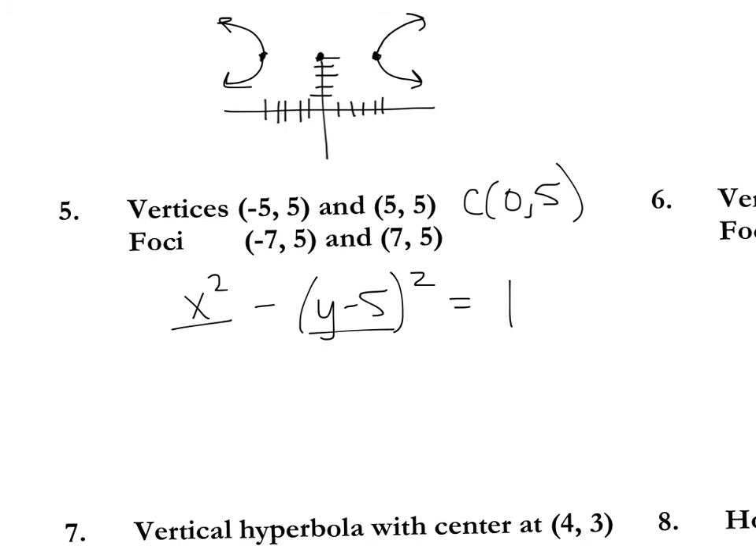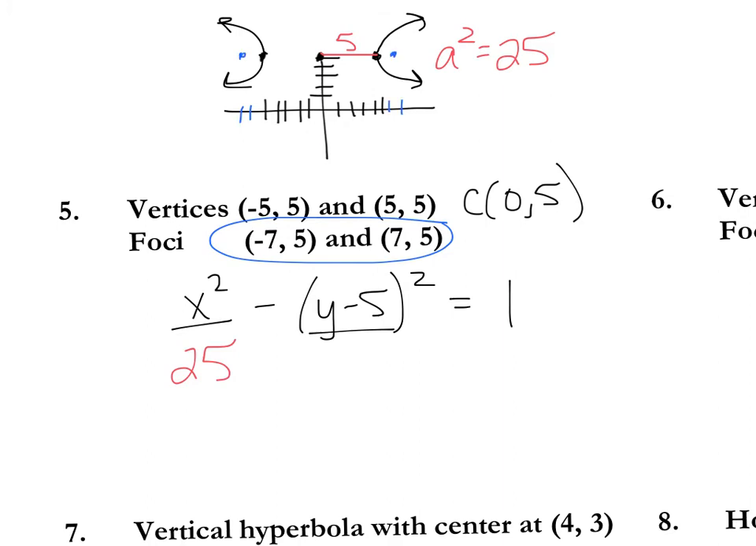Okay, so there's a couple things that we're going to do to figure out what's going underneath these fractions. The distance from the center to the vertices is 5. Pretty sure that means that my a squared equals 25. So I can do that part right away. Okay, still haven't done anything with the foci yet though, so I'm going to go ahead and plot those. That's negative 7, 5 and positive 7, 5. So in order to figure out what my c squared is, because remember the foci always are involved with the c, the distance from the center to the foci, that means that my c is 7, so my c squared is 49.